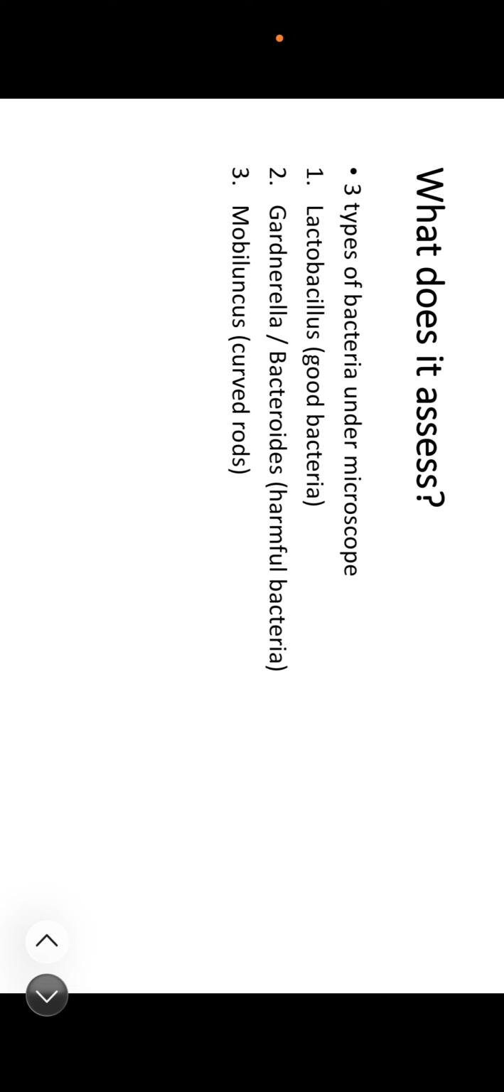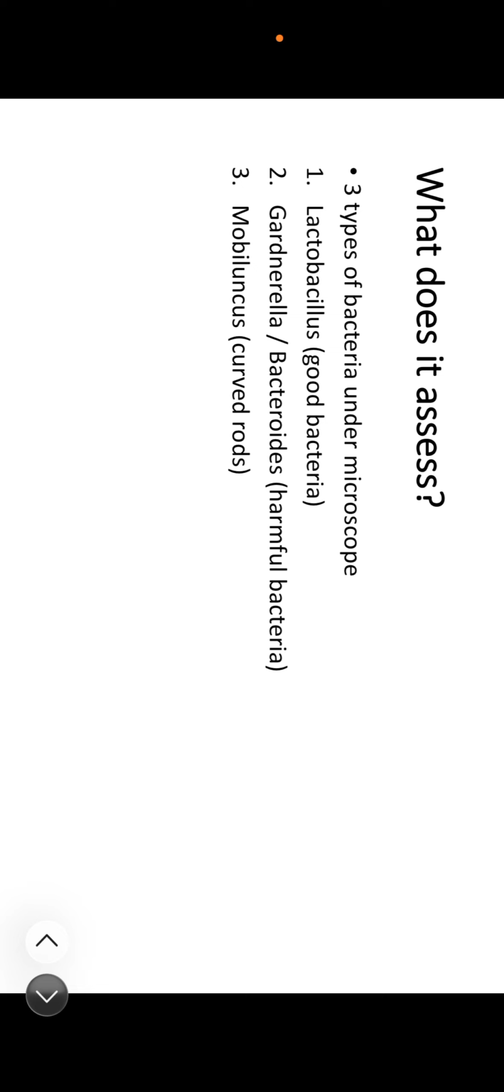When we do microscopy of the gram stain prepared on the slide, there are mainly three types of bacteria that we can analyze, all of them being bacilli. First is the lactobacillus. If during the gram stain we see long rod shaped gram positive bacilli being colored, then this is most probably lactobacillus, which is a good bacteria because it is a normal flora.